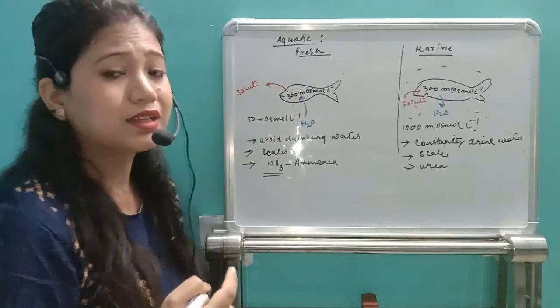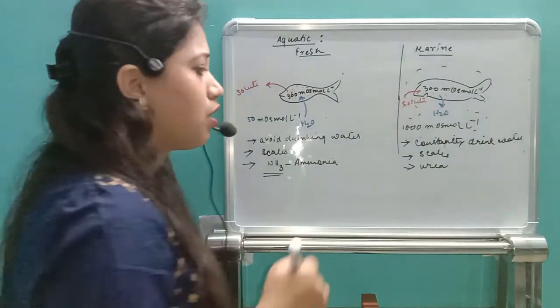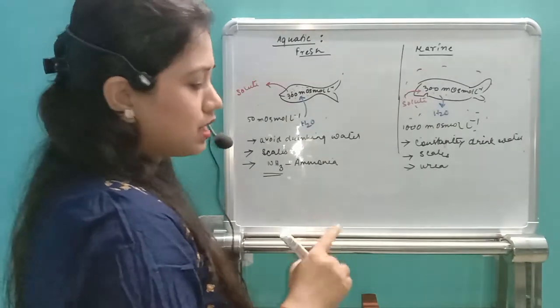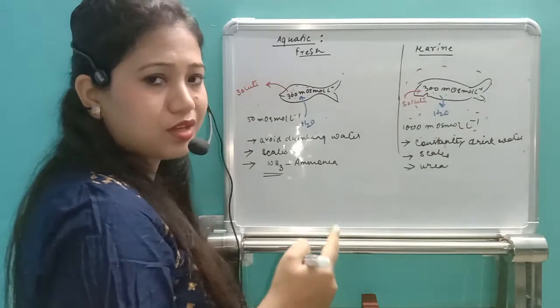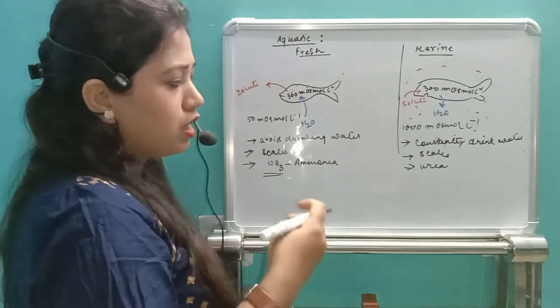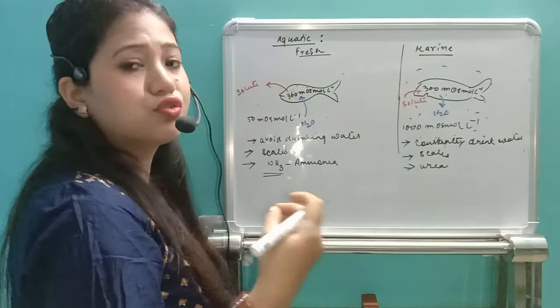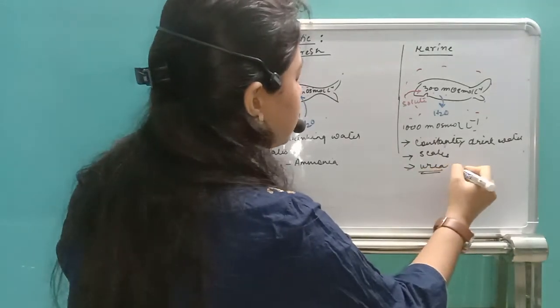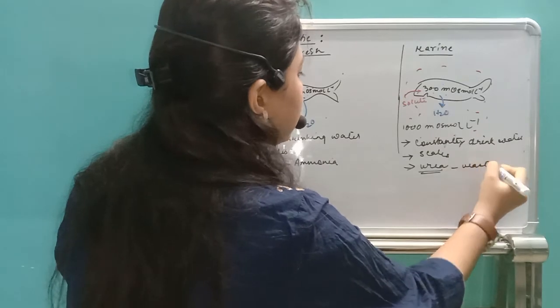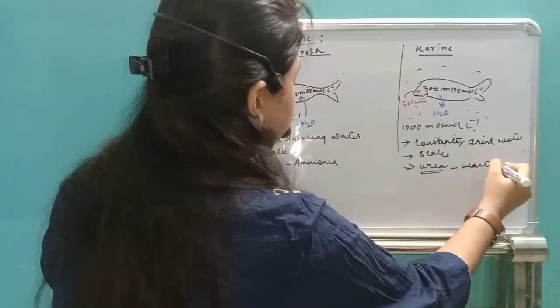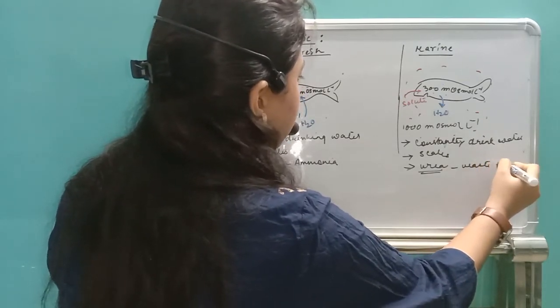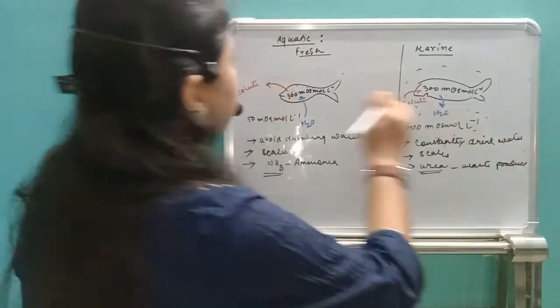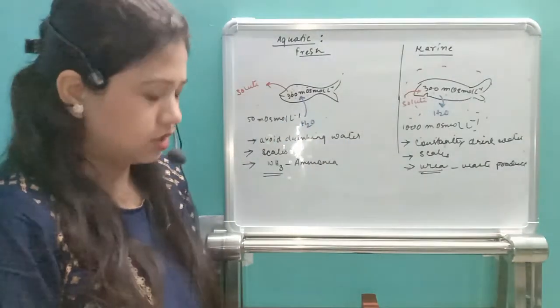It is 1 lakh times less toxic than ammonia, and second thing, they can also conserve that urea for a little bit more time. Urea requires less water to remove outside because they already have scarcity of water. So that's why urea is the waste product in case of marine fishes. Okay, so this is what happens in the freshwater and the marine water condition.